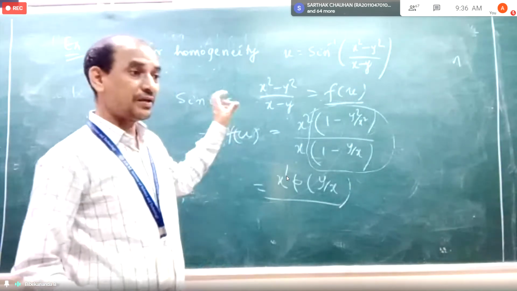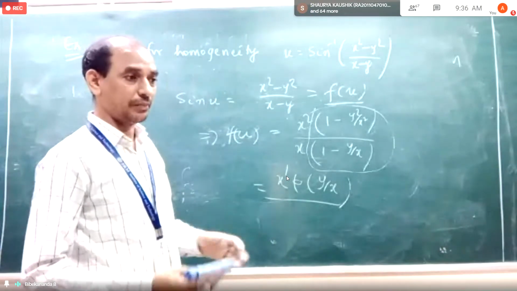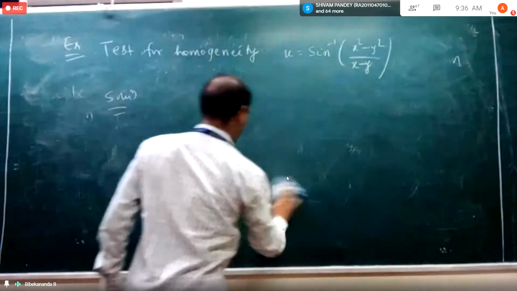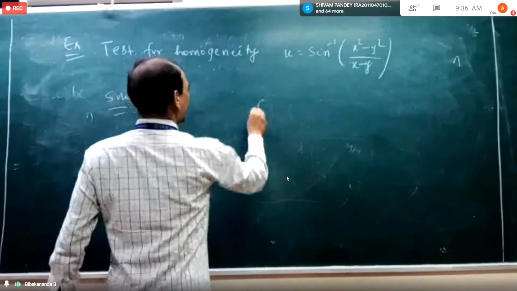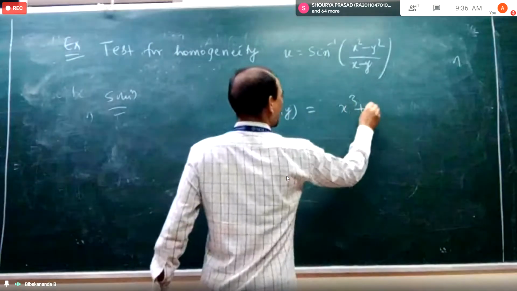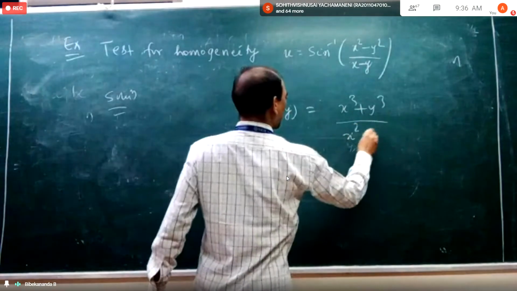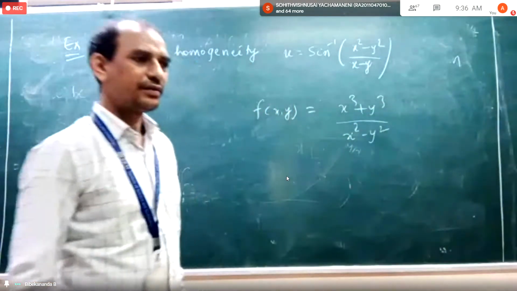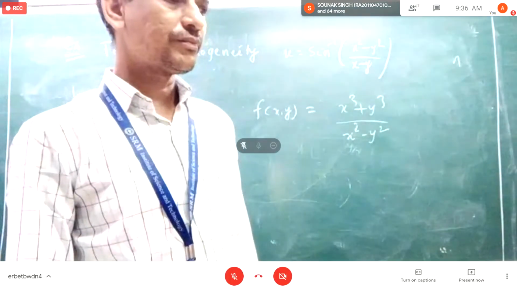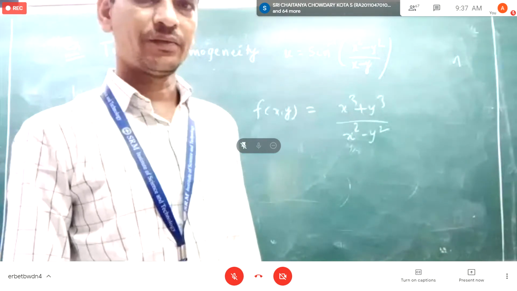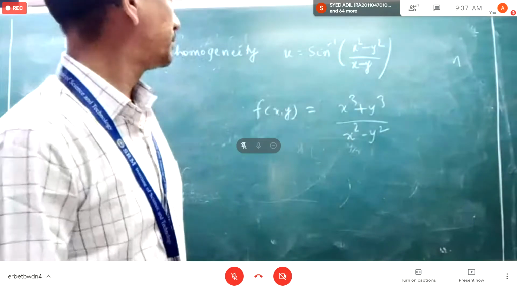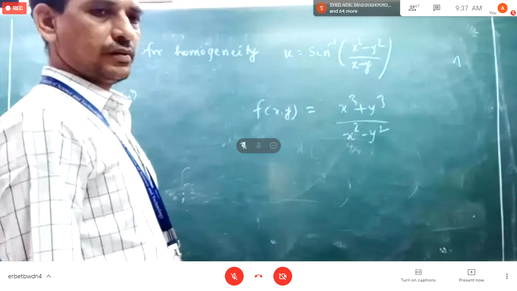Now I am giving a problem. You just work it out in the notebook and tell me, then we will go to the next thing. Suppose f of x, y is equal to x cube plus y cube divided by x square minus y square. Now tell me whether it is homogeneous or not. It is homogeneous, sir.